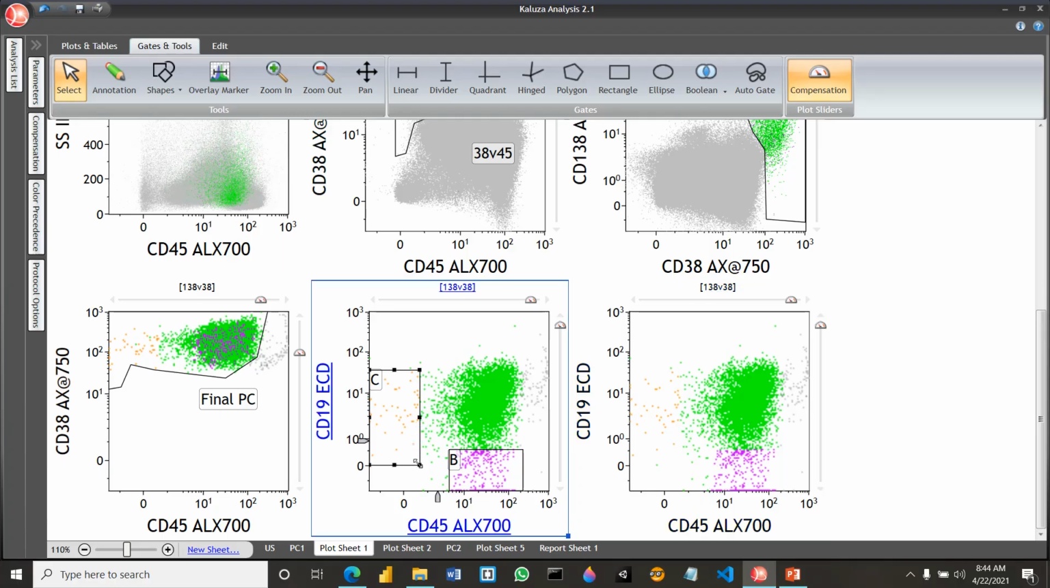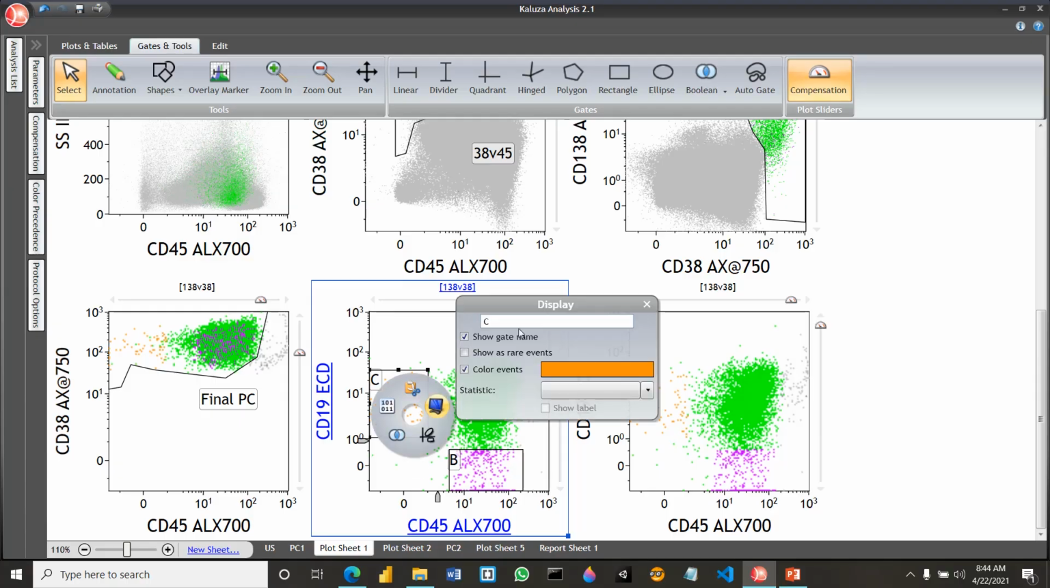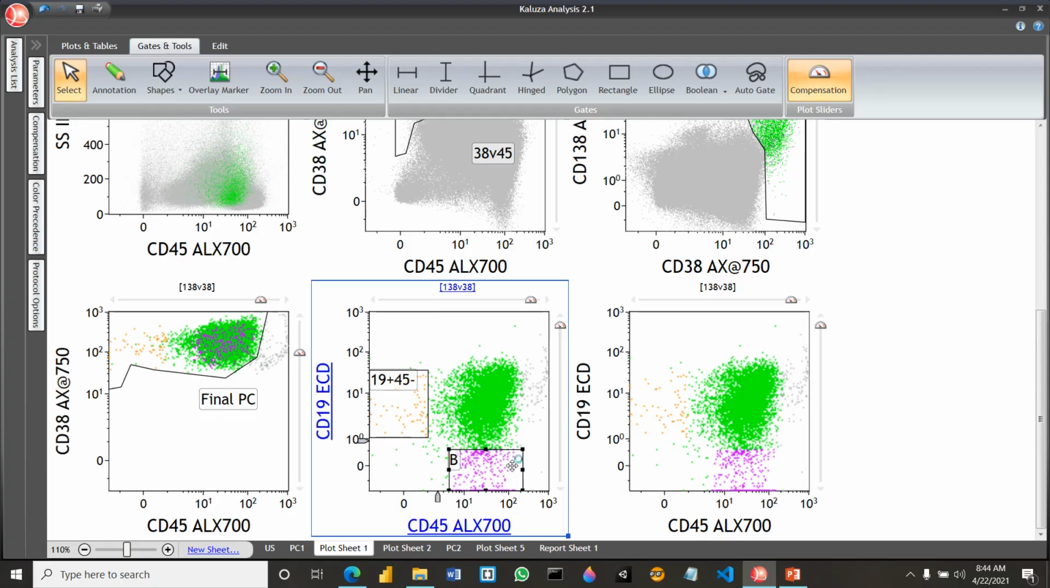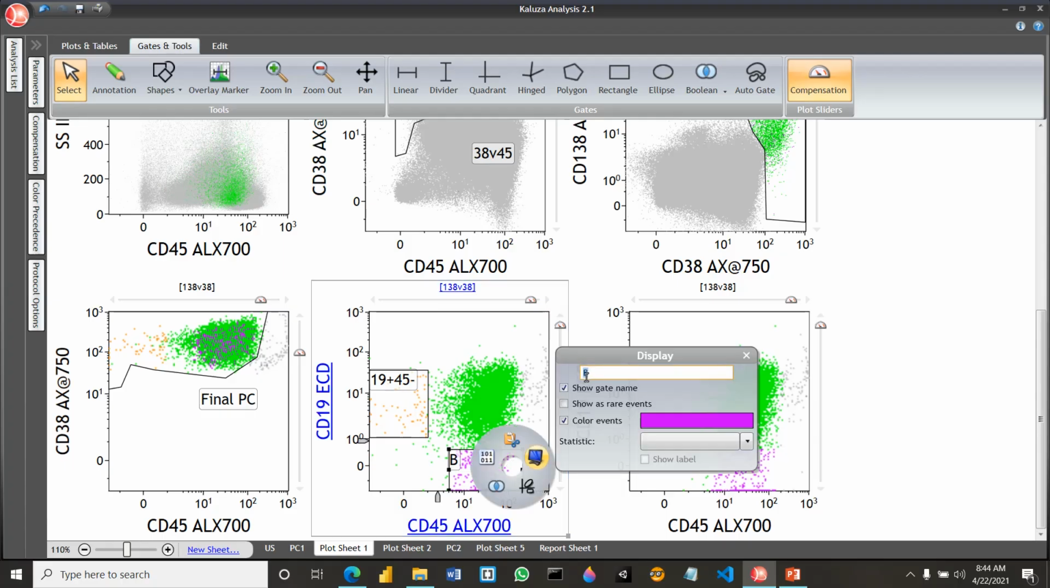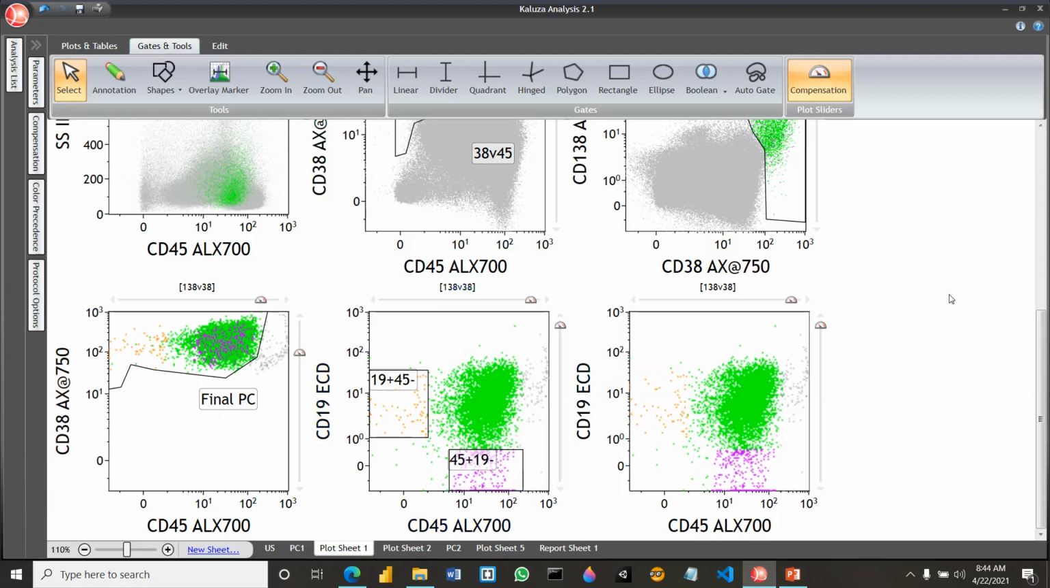So we can label this population as CD19 positive but CD45 negative. We can label this population as CD45 positive but CD19 negative. Okay, so we have these two populations.